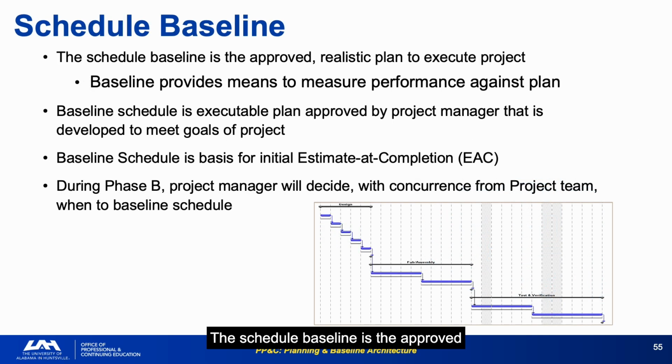The schedule baseline is the approved, realistic execution plan. It must be endorsed by the project manager, based on the technical plan, and integrated with the budget before it can serve as the foundation for performance measurement. I need to emphasize that the schedule baseline is the basis for the initial EAC. If the baseline is wrong, either over-optimistic or out of sync with the budget, every EAC you produce will be wrong from the start. Realistic is the critical word.